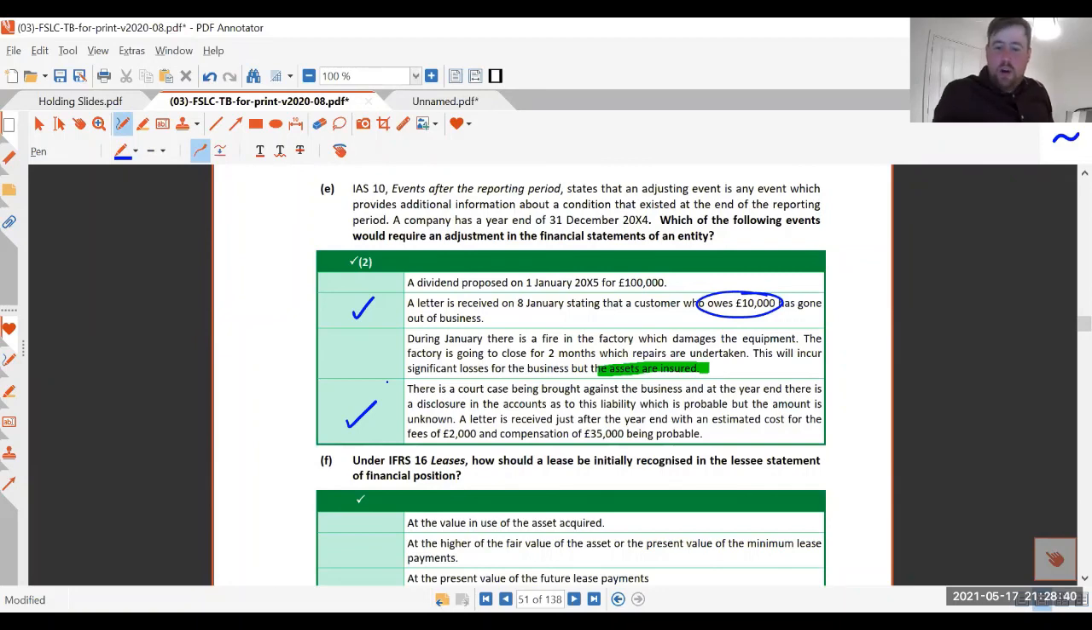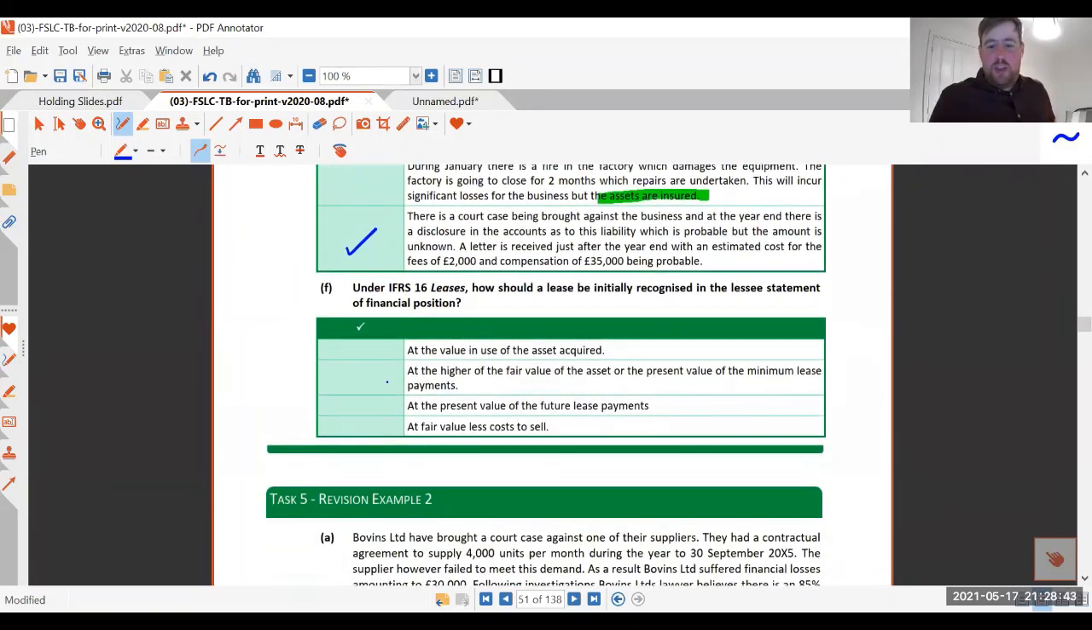Final one then, hopefully we'll get wrapped up just before the half-past mark. We're looking at leases. How should a lease be initially recognised in the lessee's statement of financial position? We did talk about this one earlier. Let's see if we remembered all the way back to the start of the session here.